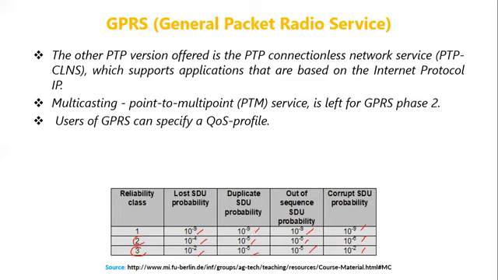If the applications cannot handle the error by themselves, then class 1 will be used. If the application can exhibit a good error tolerance, then class 2 will be used. If the applications can handle all the errors by themselves, then class 3 will be used. So this is how the various service data units and the different reliability classes were used in GPRS.